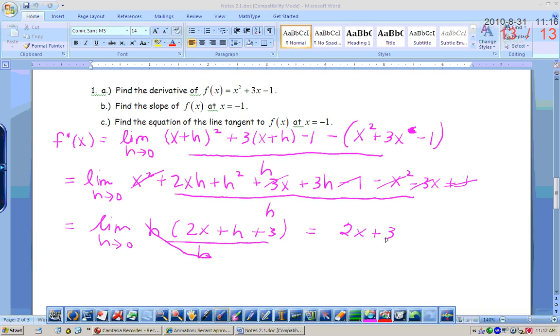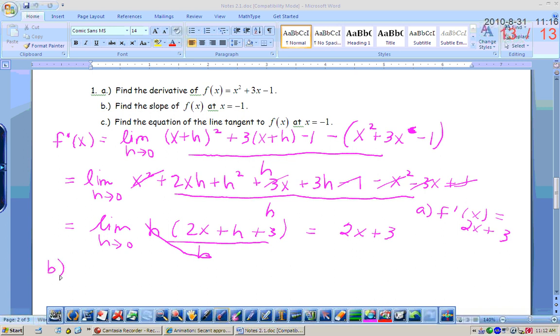There is a shortcut called the power rule, but you're expected to know how to use the definition of the derivative on the AP exam, so you're going to have to humor me and spend a day on this. Okay, so that's part A. Part A is f prime of x equals 2x plus 3. What this represents is a general formula for finding the slope at any point on the graph. Derivative and slope are the same thing.